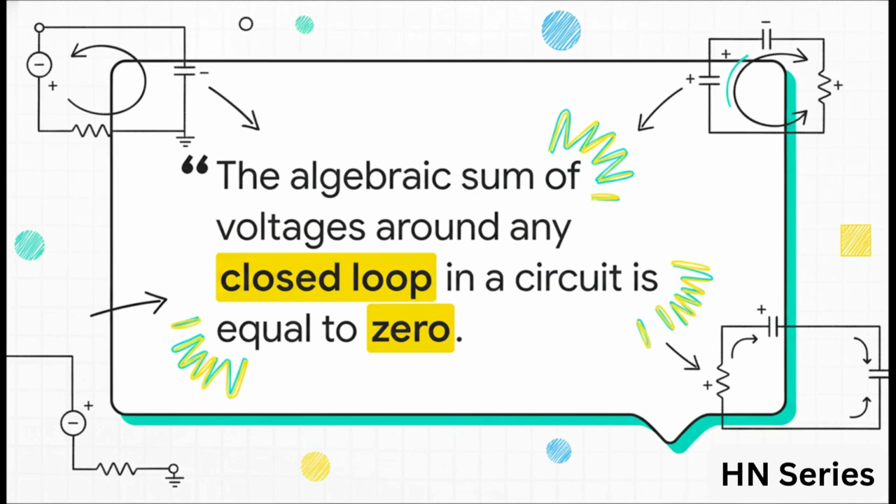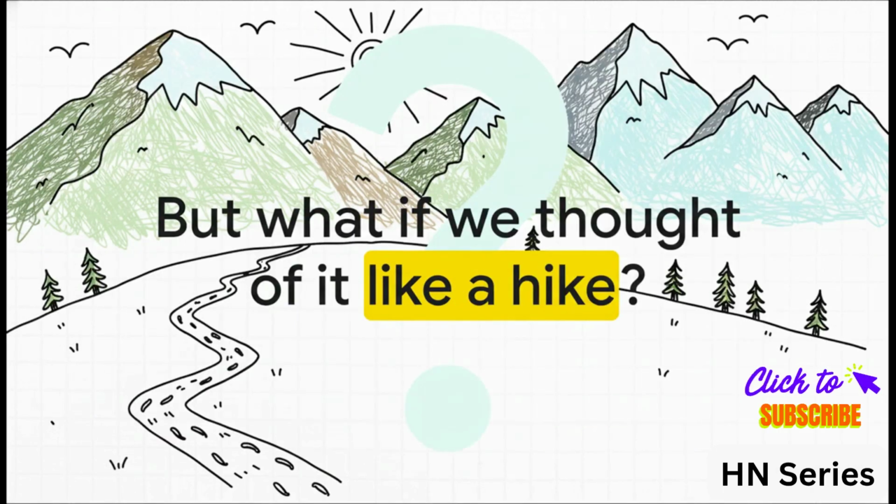Okay, so here's the textbook definition. The algebraic sum of the voltages around any closed loop in a circuit is equal to 0. I know, that sounds super formal and a little intimidating. But the actual idea behind it is surprisingly simple. To really get it, let's just push pause on circuits for a second. Instead, let's think about something we can all visualize, like going for a hike up and down a mountain.